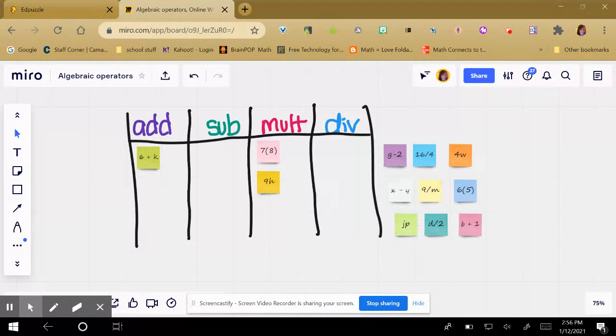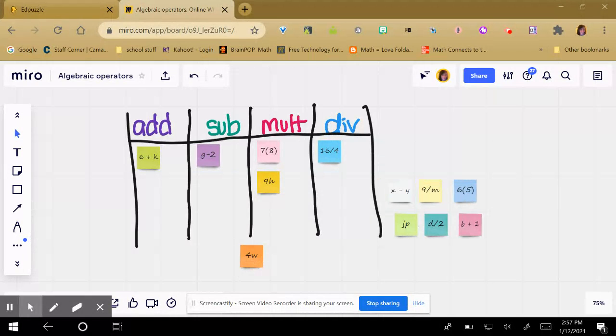Okay, let's do the next one. How about G minus 2? Where should that little puppy go? Right on. Subtraction and addition are similar in that they just use a good old plus sign and a good old minus sign. There's nothing confusing about that. How about this one? 16 slash 4. What are they asking us to do with this one? They are asking us to divide. Okay, they're giving us a slash. They're kind of making it look like a fraction. That means to divide.